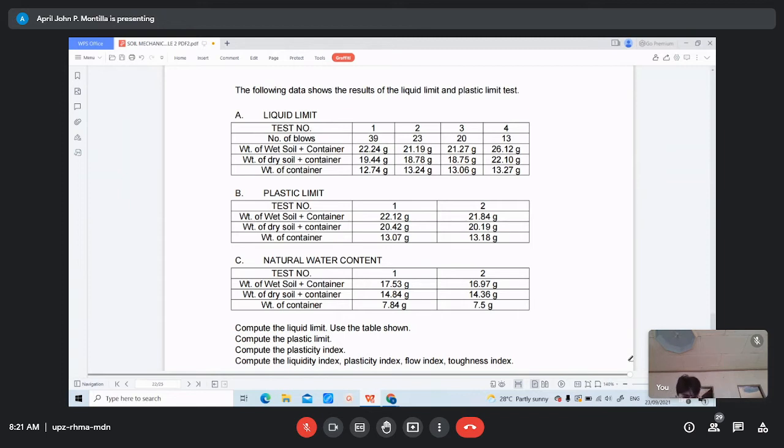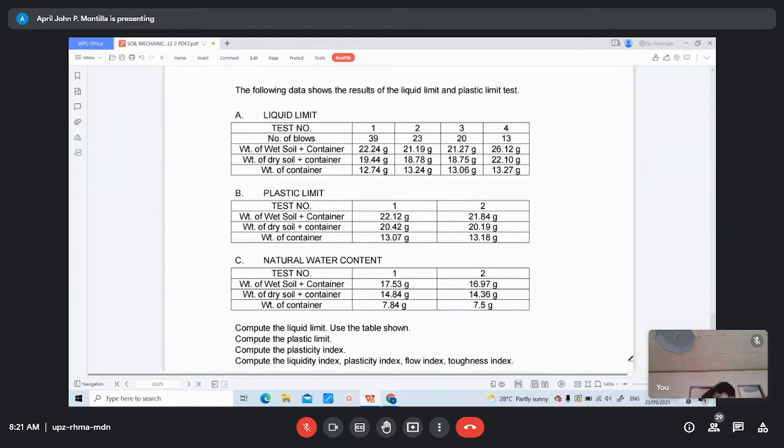Letter C, natural water content. Weight of wet soil plus container in test 1 equals 17.53 gram. In test 2, 16.97 gram. Weight of dry soil plus container in test 1, 14.84 gram, 14.36 gram. And weight of the container in test 1, 7.84 gram, 7.5 gram. Compute the liquid limit, use the table shown, compute the plastic limit, compute the plasticity index, and compute the liquidity index, plasticity index, flow index, toughness index.